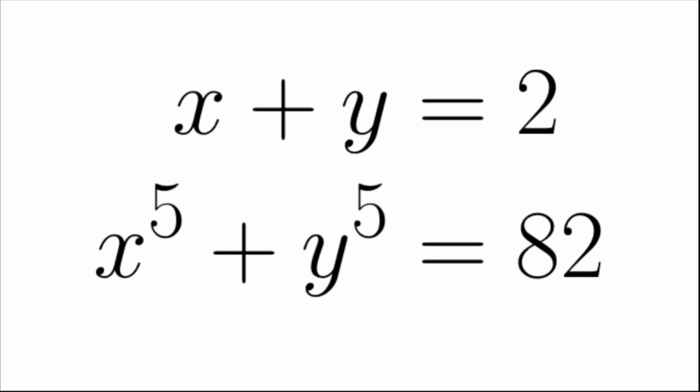In this video, we are going to find real numbers x and y such that the sum equals 2 and the sum of the fifth powers equals 82.